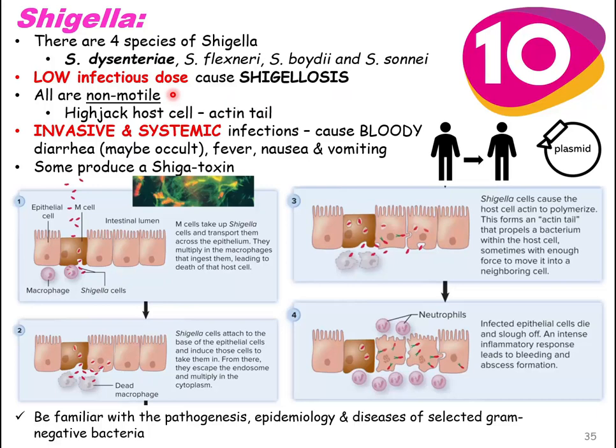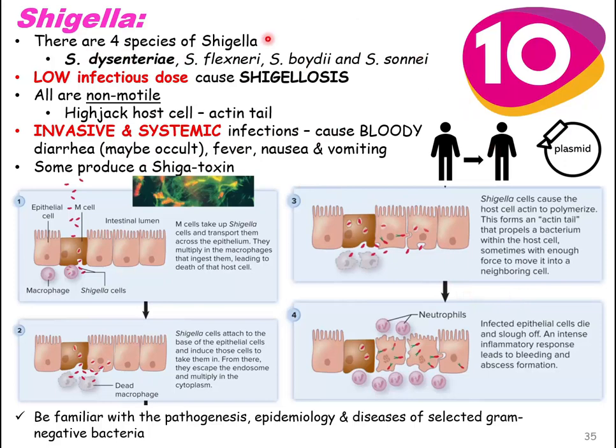A distinguishing feature from the other enterics is that Shigella is non-motile. Like I said, they're going to move because they hijack the host, through those actin tails. And once again, we get that sloughing, we're going to get blood, we'll also get fever. You do also get nausea and vomiting.